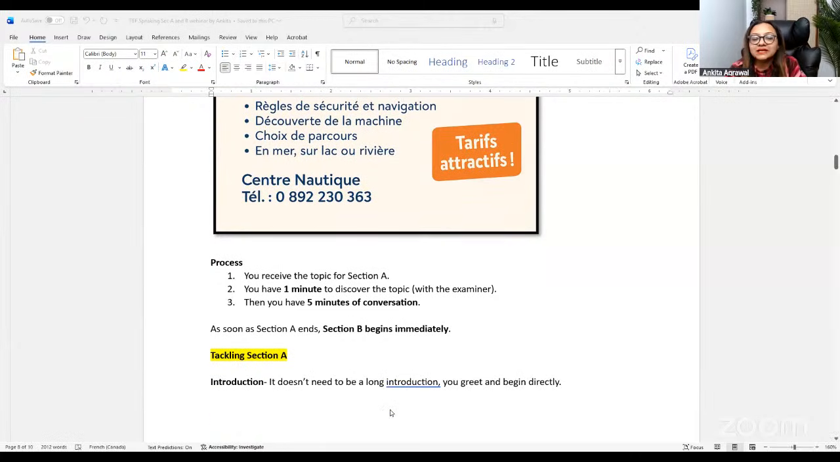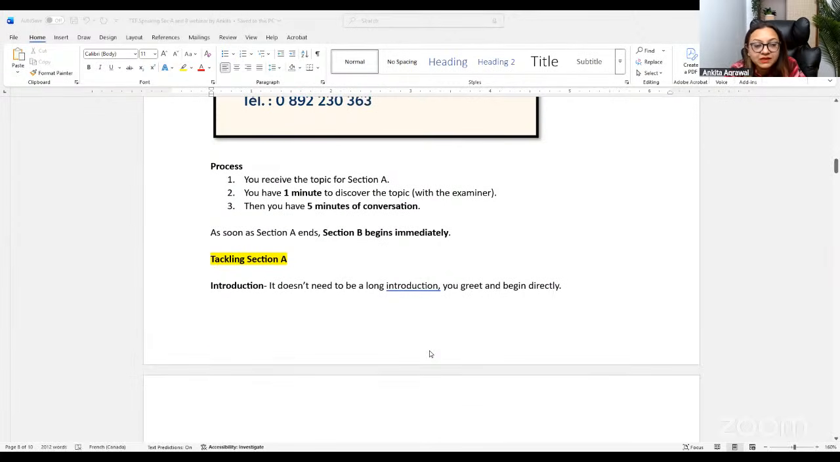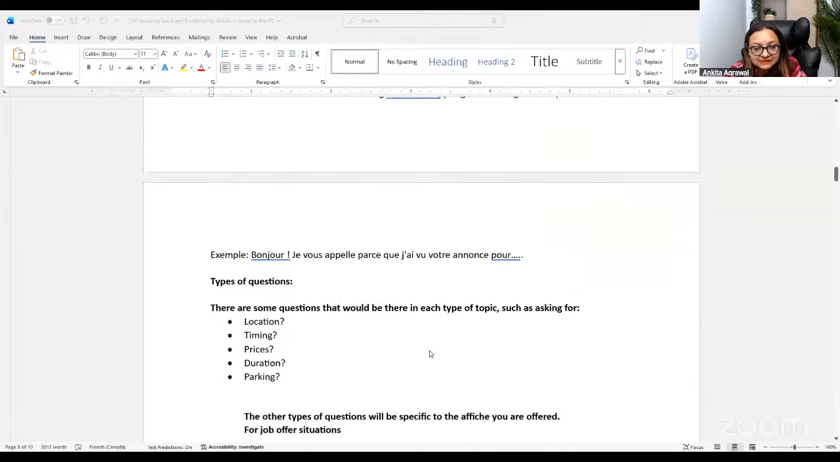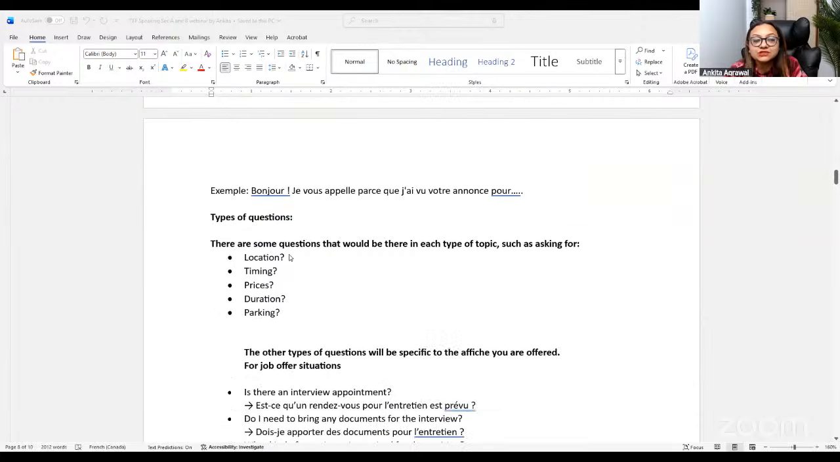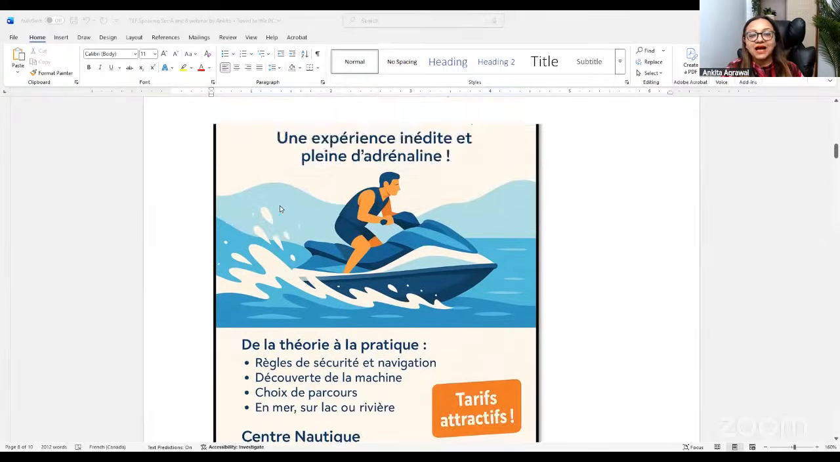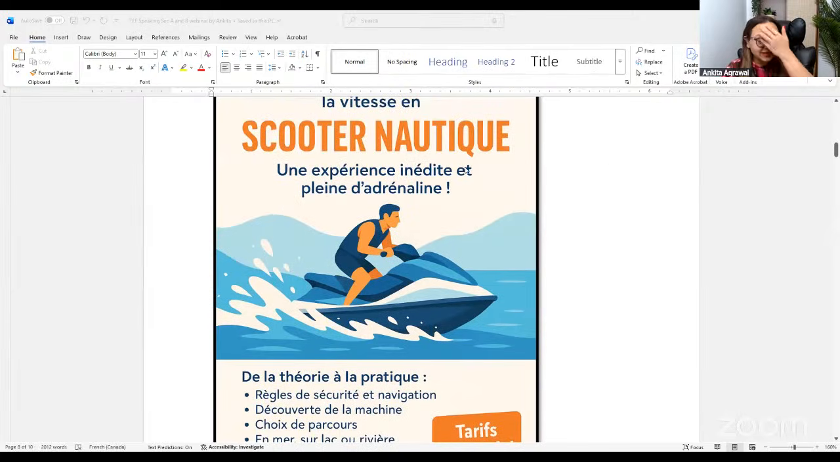Going forward, it will be a 5-minute conversation, 1 minute to discover the topic. Actually, you would not have time to prepare much anyway. Then what happens is that when we start, it is usually a simple establishment of the line, of the topic. Like, for example, when I see this affiche, I will not start talking like a police: Hey, where are you? What happened? How? No, I have to establish a context.